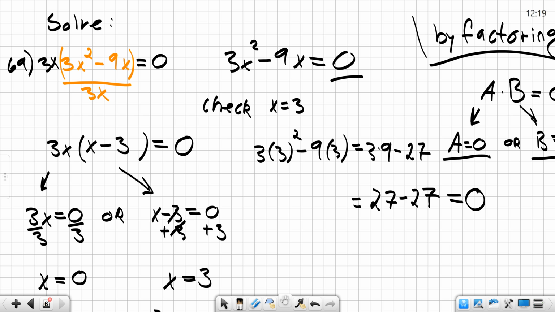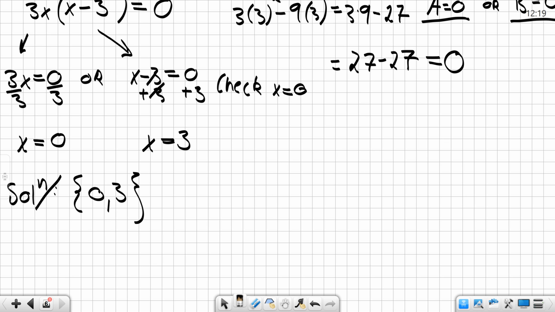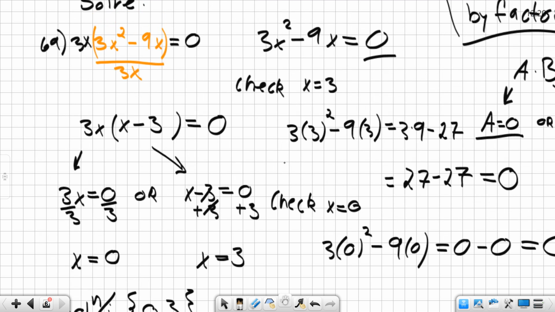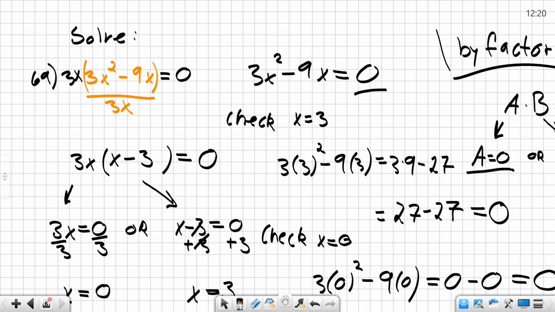The second number to check is even easier. If I'm checking x is equal to 0, and I do the same thing, then I get 3 times 0 squared minus 9 times 0. Well, what is that? 0 squared is 0, 3 times 0 is 0, minus 9 times 0, that is also 0. So both numbers are working out in the sense that when I plug them into my original equation, it turns into a true statement.